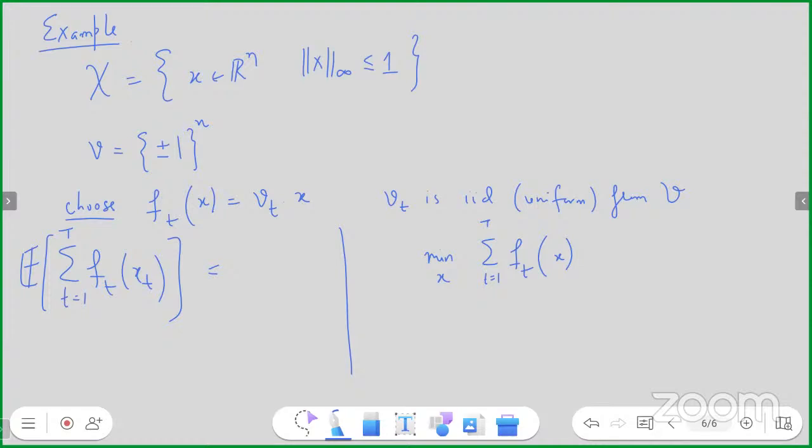Remember, the algorithm doesn't get to see VT. It only sees the previous ones. And given that it is entirely random, you're going to choose an XT. What does this look like? Expected value of summation VT XT. And what is VT? VT is uniform distribution over all possible binary vectors. So what is this quantity, irrespective of what you do? Is everybody certain that this is 0? Okay, so this is what you can achieve.